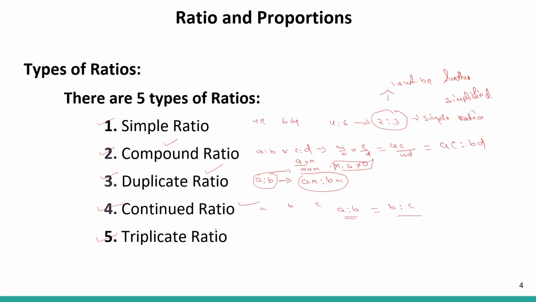Then we saw what triplicate ratio is. If you have A by B, then to convert it to a triplicate ratio you cube the numerator and denominator, so we convert it to A cube by B cube. If you have 2 by 3, its triplicate ratio will be 8 by 27, which is 2 cube by 3 cube.